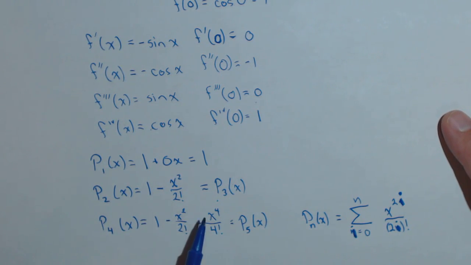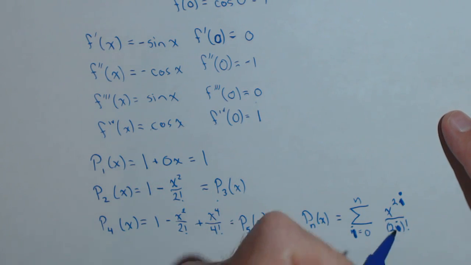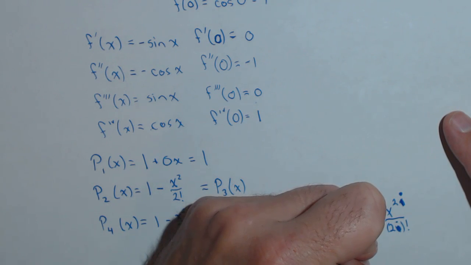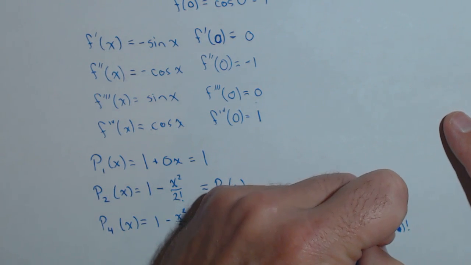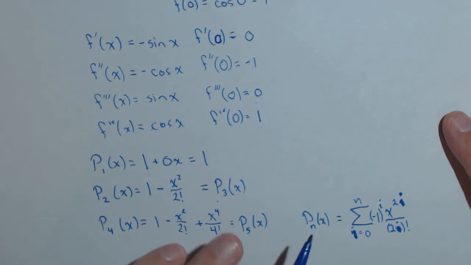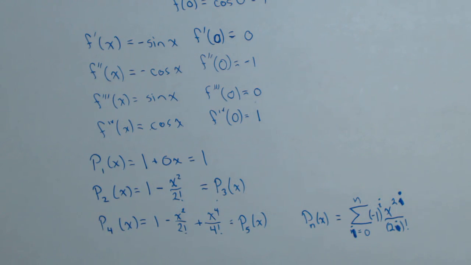The other thing you should notice, negative, positive, this is going to be an alternating series. So I need to put in a piece for the alternating nature. So negative 1 to the i, because at 0 it's going to make it positive, at 1 it's going to make it negative. Those twos are going to make sure that we always have an even number. So this will find our nth degree Taylor polynomial. If we let n go to infinity, we'll have the Taylor series for cosine of x centered at 0.